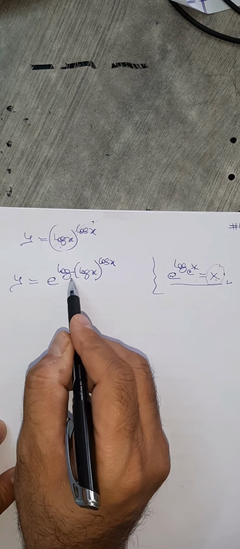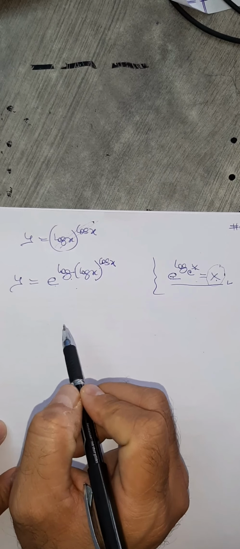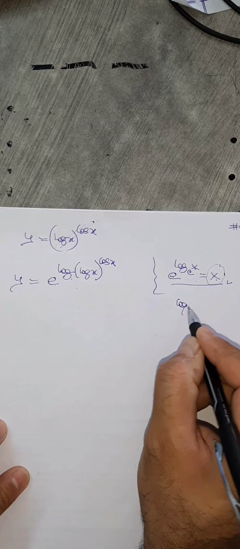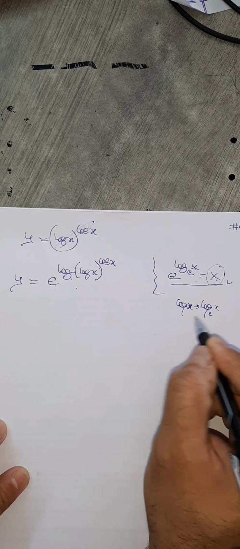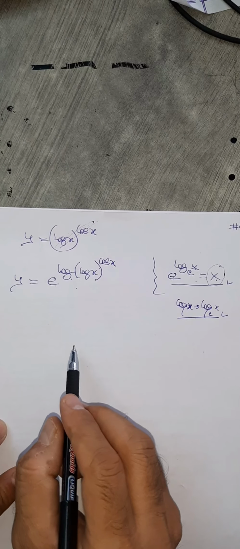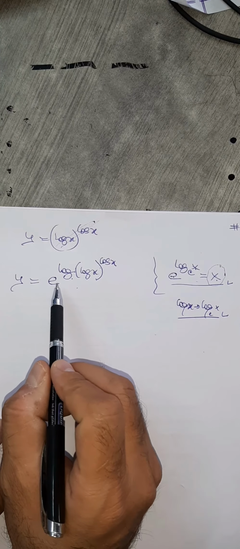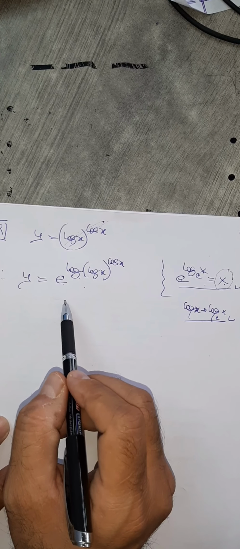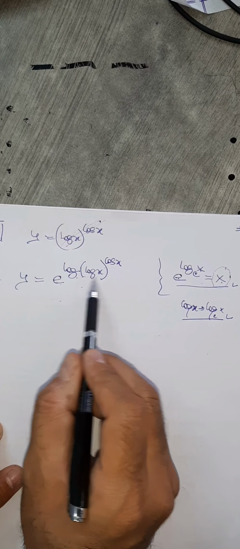Remember, here the base is not written, which means it is e. No need to write the base in the log function. If you are not mentioning the base of the log function, if I write simply log, it means log to the base e. So the base is not important. If you are not mentioning the base, that means the base is e. Remember, e raised to log of the given expression. That's what you have to keep in your mind.